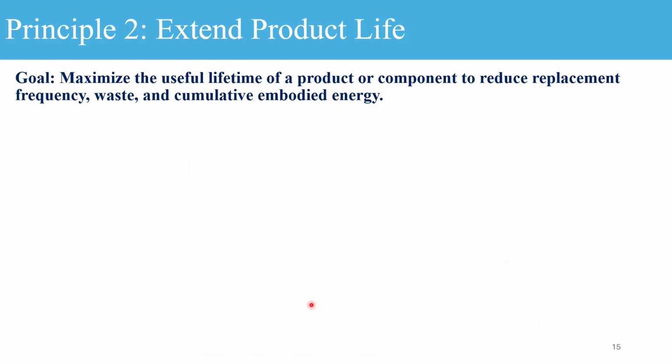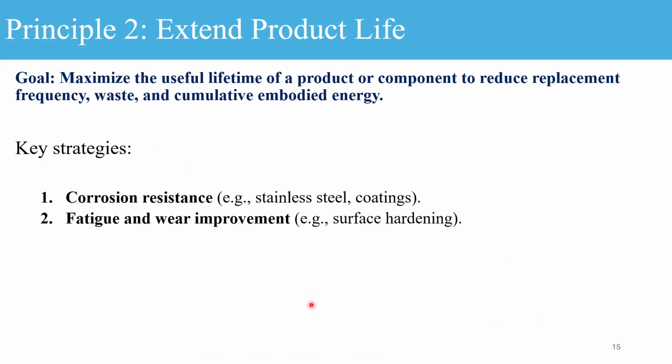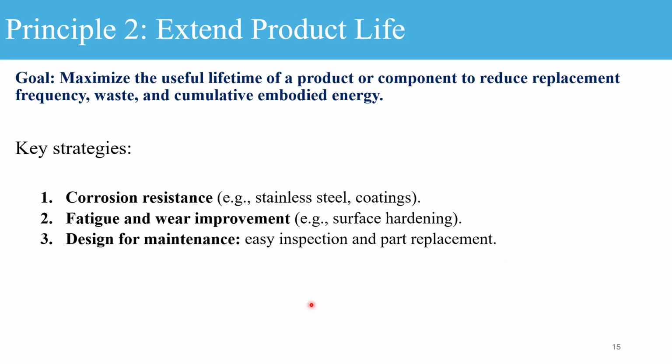So with that, the second principle of sustainable material selection is extending the product life. The goal here is to maximize the useful lifetime of a product or component to reduce the replacement frequency, waste, and cumulative embodied energy. There are a few key strategies that can be applied to extend the product life. One is making corrosion-resistant materials such as stainless steel coatings. Second one is fatigue and wear improvement using techniques such as surface hardening. Third key strategy is designing for maintenance.